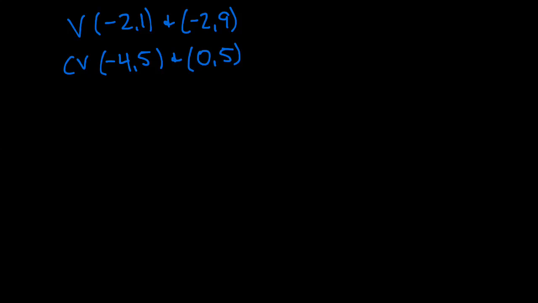In our first example, we're told that the vertices are at (-2, 1) and (-2, 9). And then the co-vertices are at (-4, 5) and (0, 5).